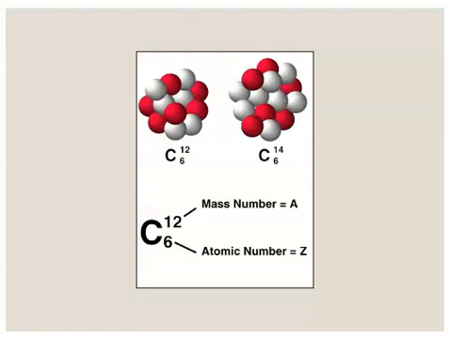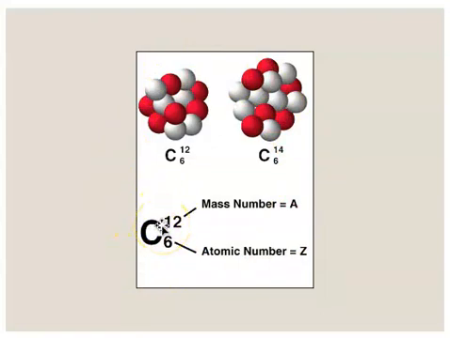Let's take a few minutes now and review what you've learned in chemistry about atomic structure. Remember that on the periodic table of the elements, each element is listed by name and by chemical symbol. This is the symbol that we use for carbon, uppercase letter C.